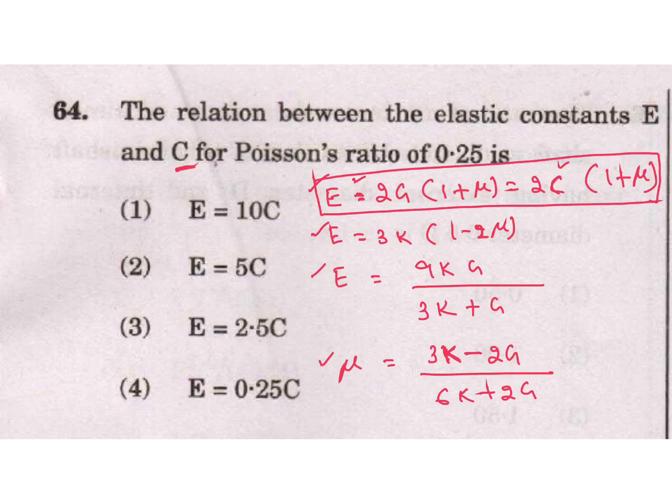So first, this relation we have to use. E equals 2C into (1 plus mu). The mu value given is 0.25, so you will get 1.25 into 2, which is 2.5 into C. E equals 2.5 into C. This is our answer. 3 is our answer.